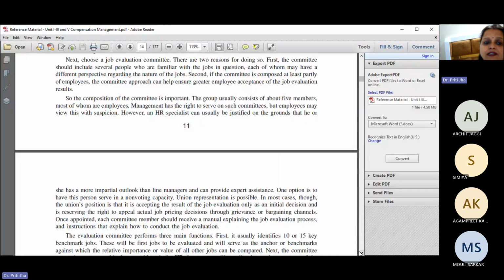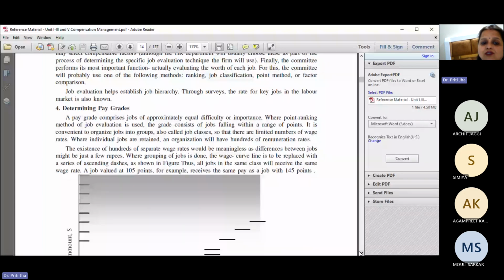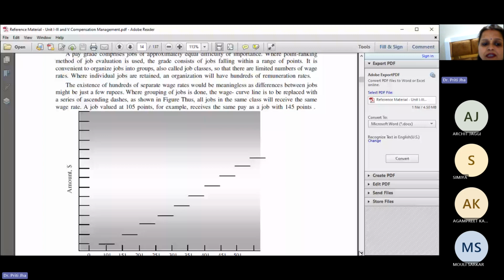Next is determining pay grades. A pay grade comprises jobs of approximately equal difficulty or importance. Where the point ranking method of job evaluation is used, the grade consists of jobs falling within a range of points. It is convenient to organize jobs into groups, also called job classes, so that there is a limited number of wage rates. Where individual jobs are retained, an organization will have hundreds of remuneration rates. For determining pay grades, we have a graph. Okay, you can refer to this in the exam.